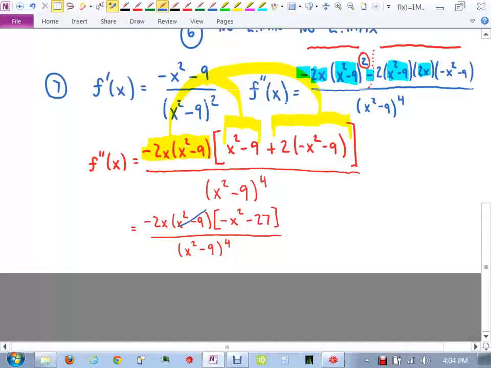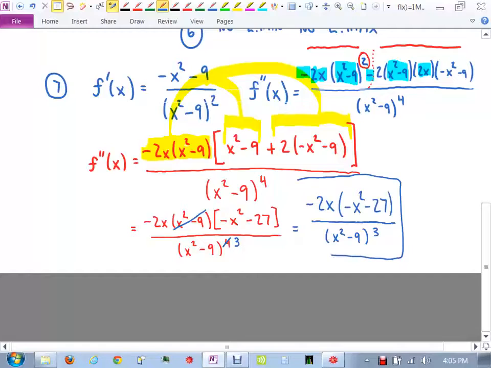Yes, you can. You can cancel this one with one of those to make it a cubed. And so we sit here with negative 2x, I'll get rid of the brackets, times negative x squared minus 27 over the x squared minus 9 cubed now. That is the second derivative.